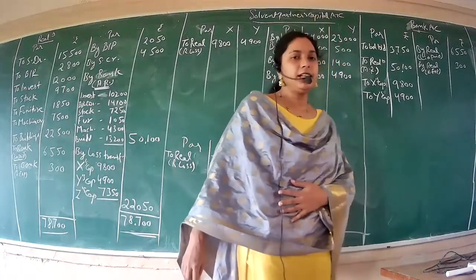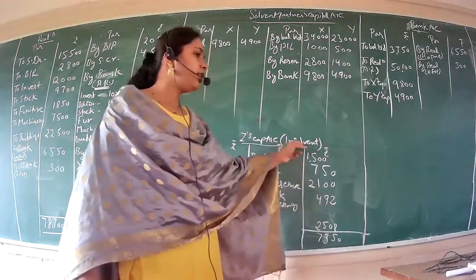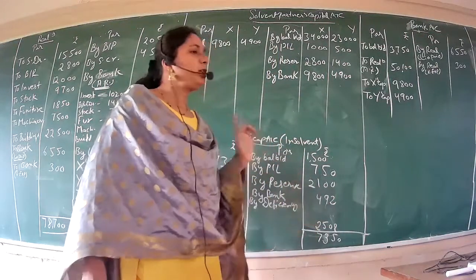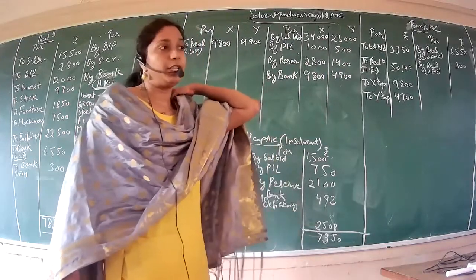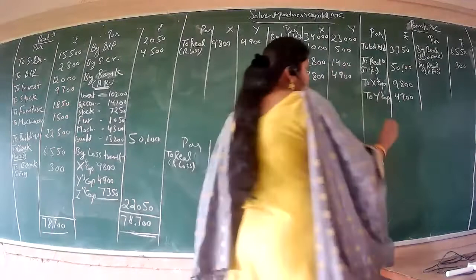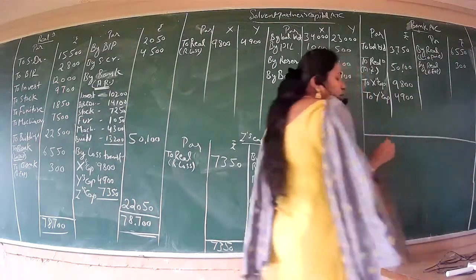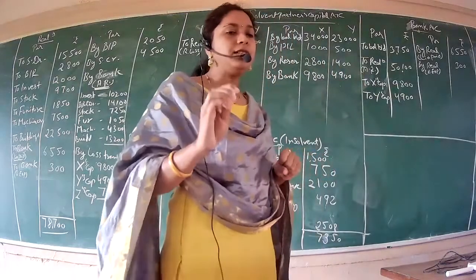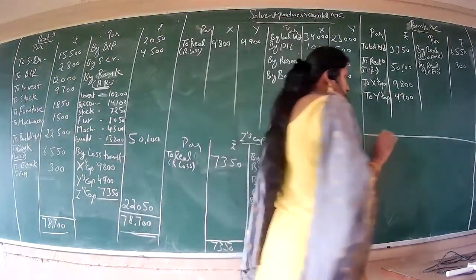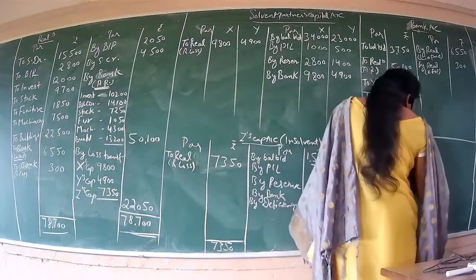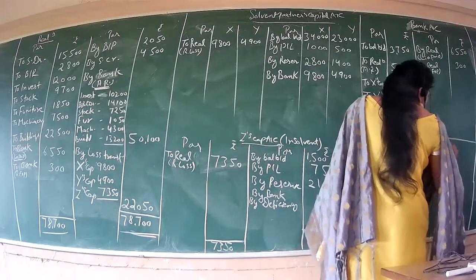Fine. But who will bear this? We have learned whatever capital deficiency is going to arise due to the insolvency of a partner, that will be borne by the solvent partners in their capital ratio. So first we have to calculate the capital ratio. Capital ratio, what? Capital just before the dissolution, whatever capital amount they had just before the dissolution. So we'll calculate this also.